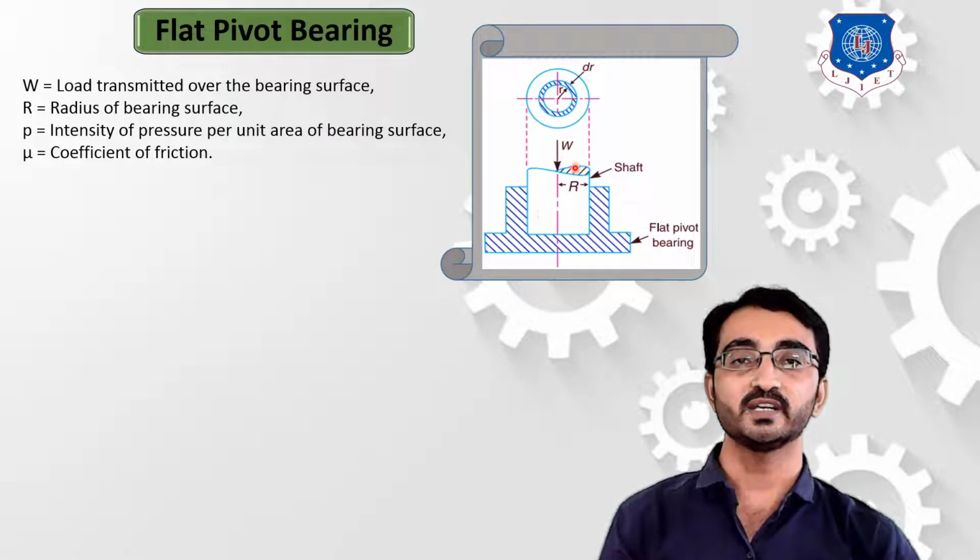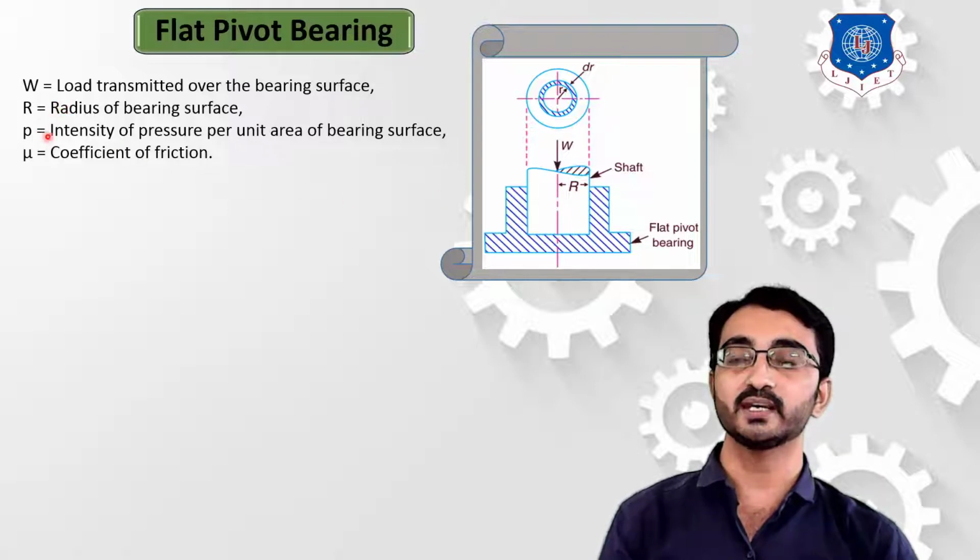The shaft is made of a cylindrical surface, so that's why the top view is a circle over here. Now W is the axial thrust which is acting on this shaft. We can consider that W is the load which is transmitted from this shaft to this bearing surface, and R is the radius of this shaft.